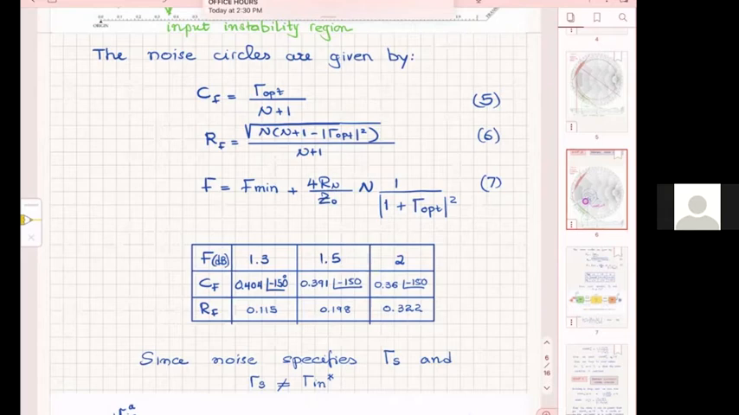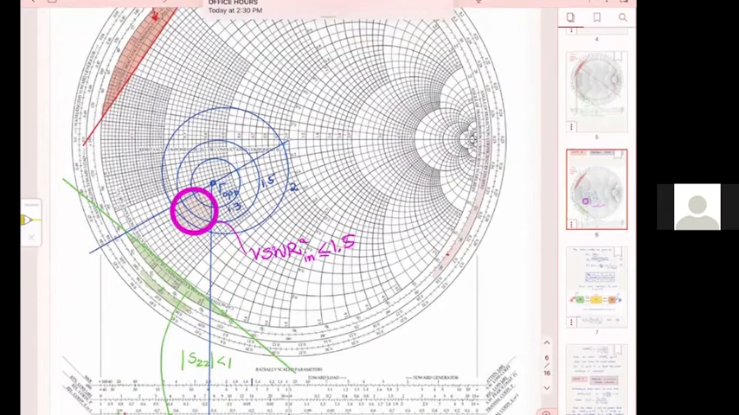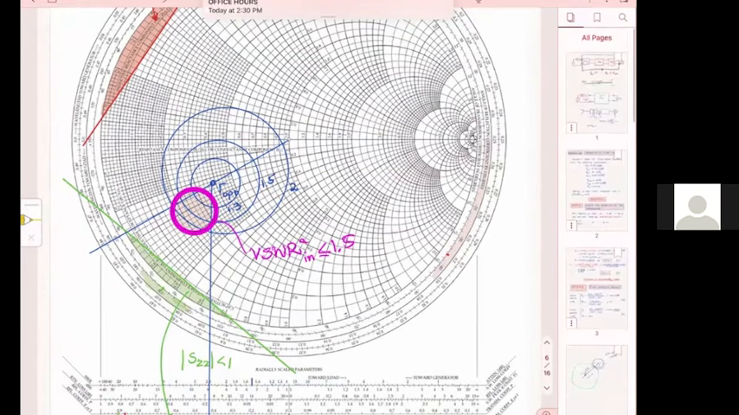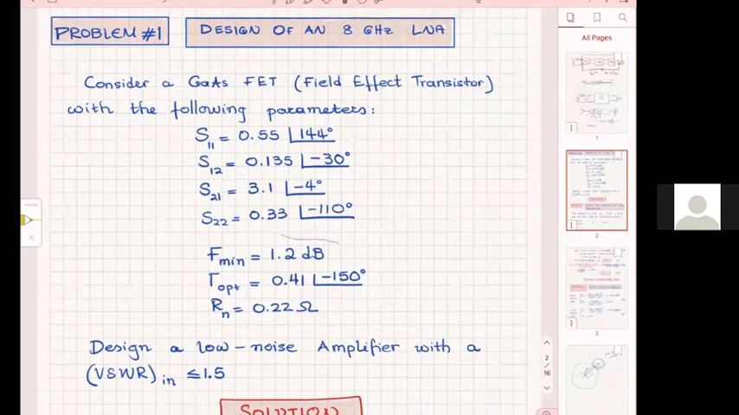Now, I drew these circles. Of course, gamma optimum, and how much was gamma optimum? Gamma optimum was 0.41 at minus 150 degrees, and that gives an F minimum of 1.2 dB. If you select gamma S as your gamma optimum, then you get your minimum F.